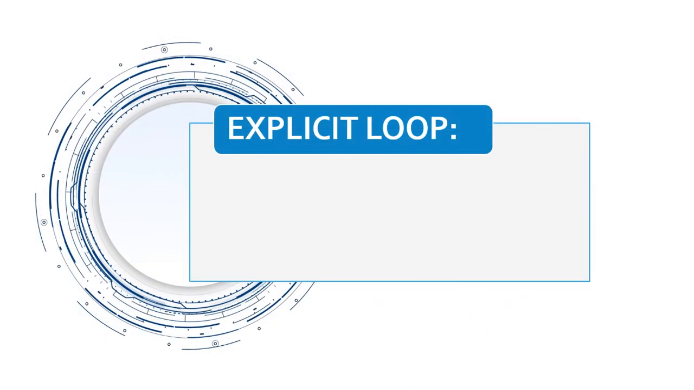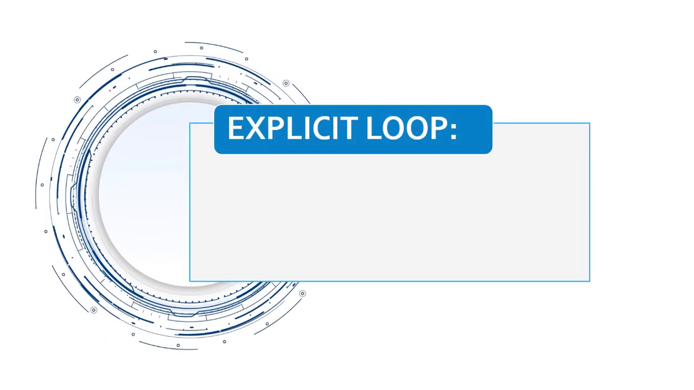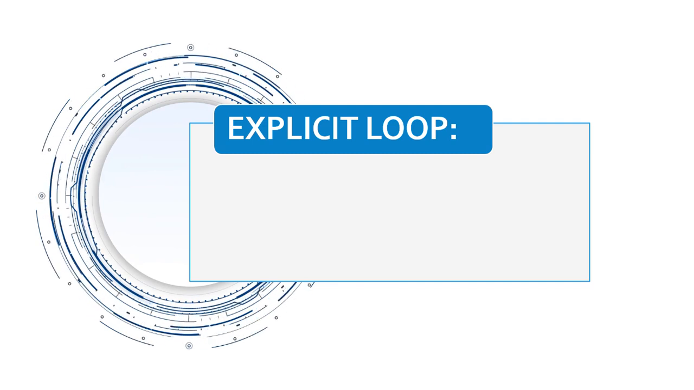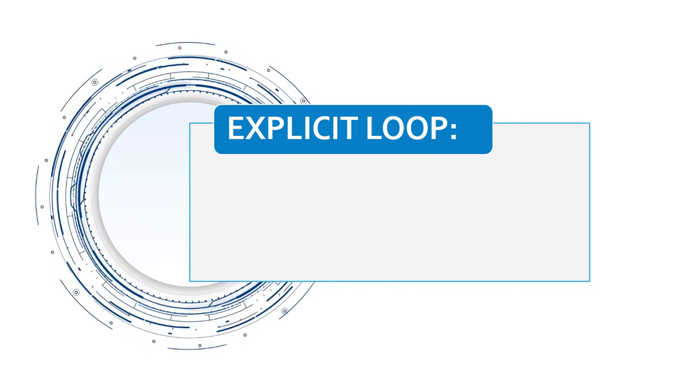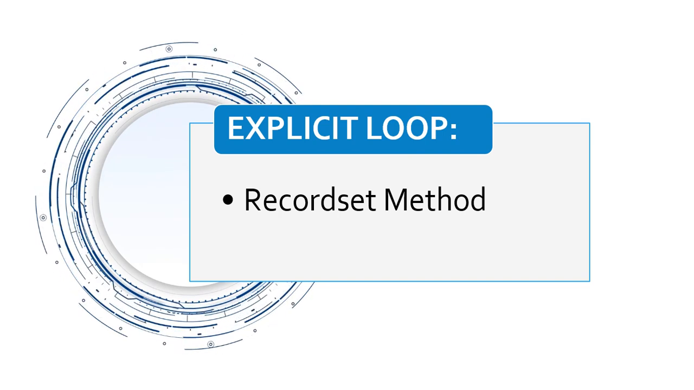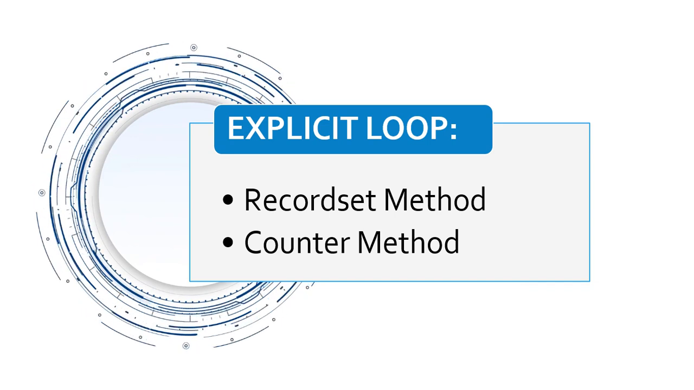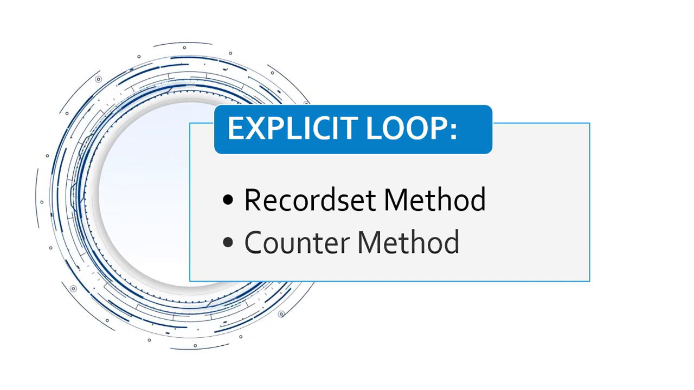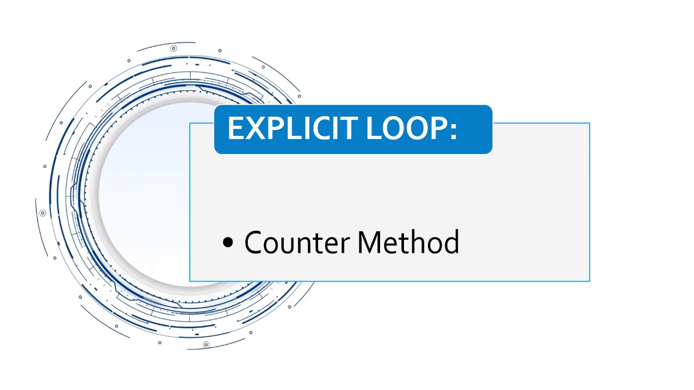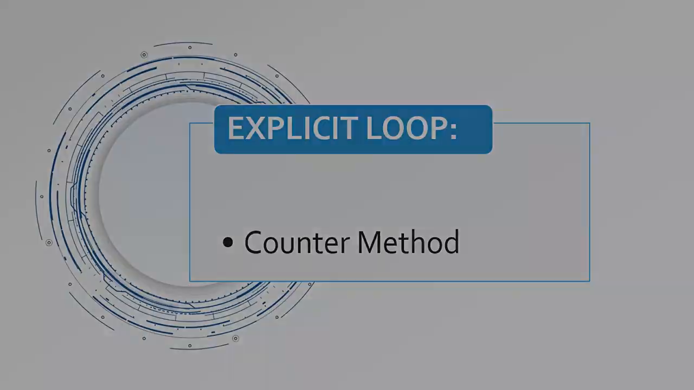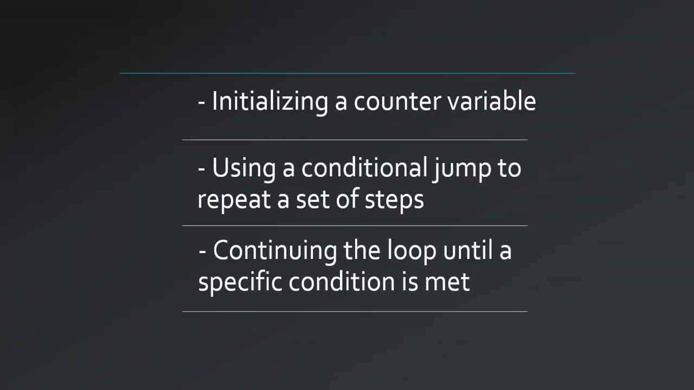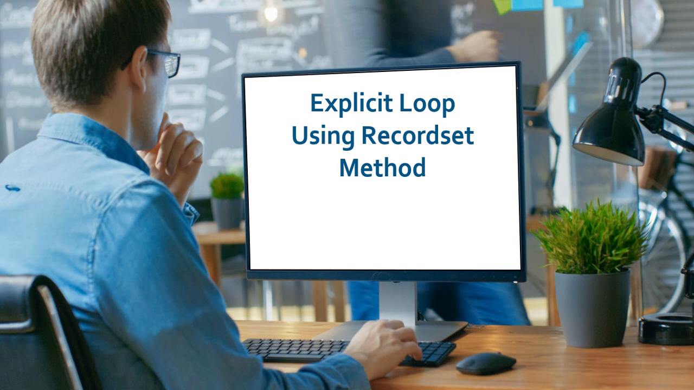Now, let's focus on explicit loops, where you control exactly how and when steps repeat. We can incorporate loops using two methods: the record set method using record set, and the counter method using jump and label actions. In this video on explicit loops, we'll explore a powerful technique using a counter along with conditional jumps to control loop execution. This method involves initializing a counter variable and then using a conditional jump to repeat a set of steps until a certain condition is met. To watch another method, please refer to our other video, Explicit Loop using Record Set method.